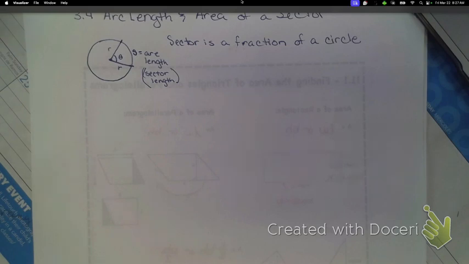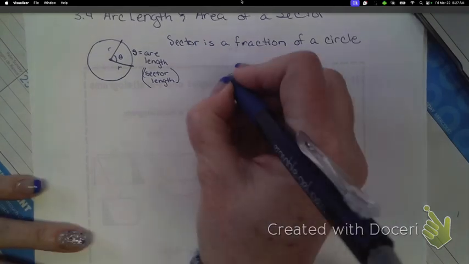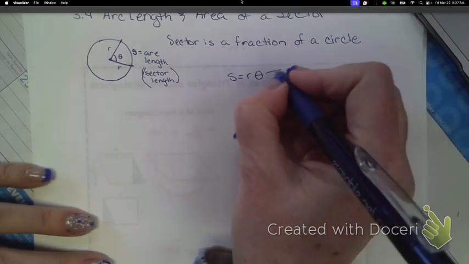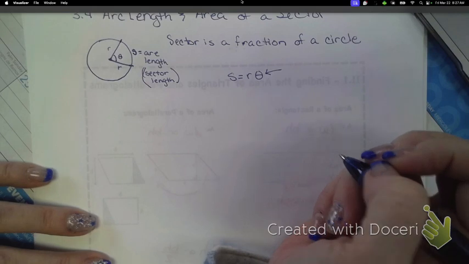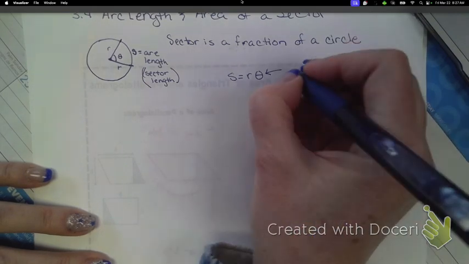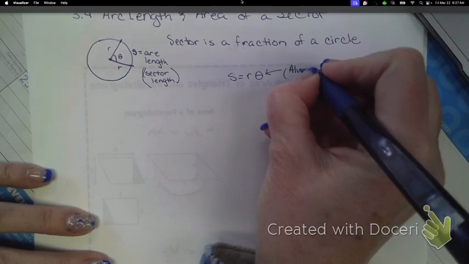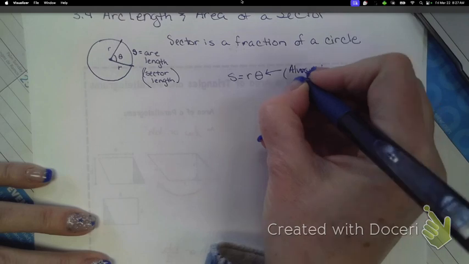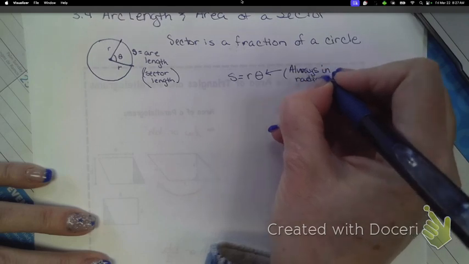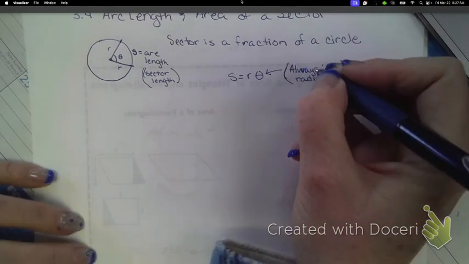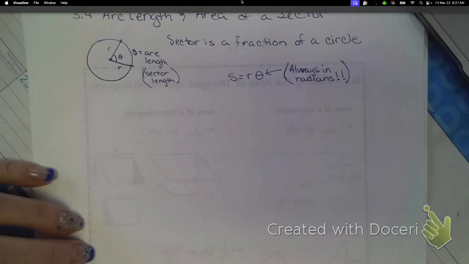Did we already draw this picture this week? Yes. What was the formula I gave you? S equals R theta. And what's special about theta? It's in radians. Always in radians. So if you're given an angle in degrees, you must put it into radians.